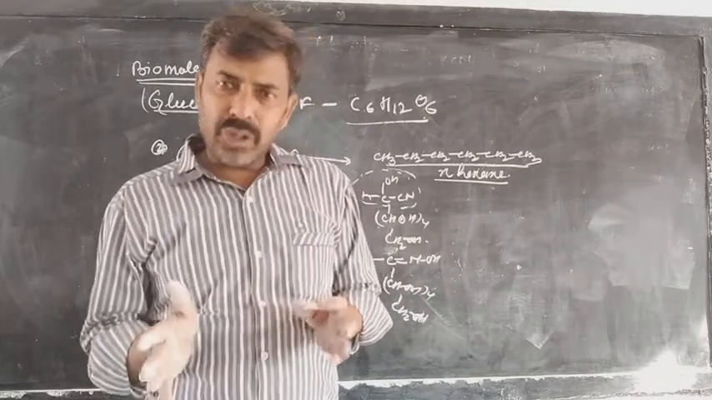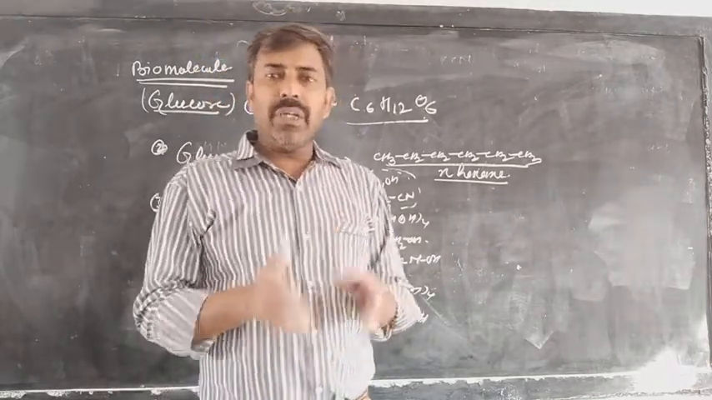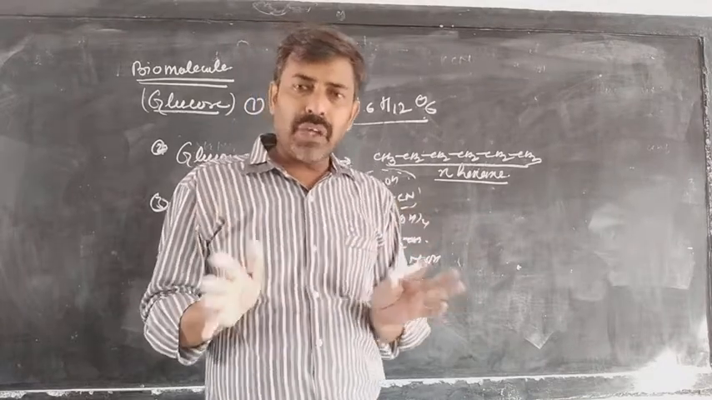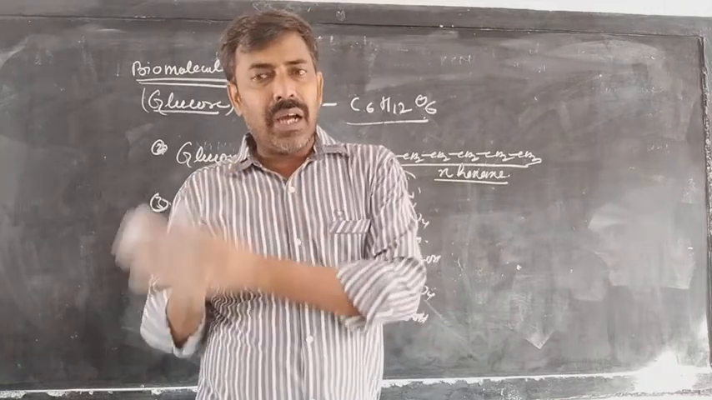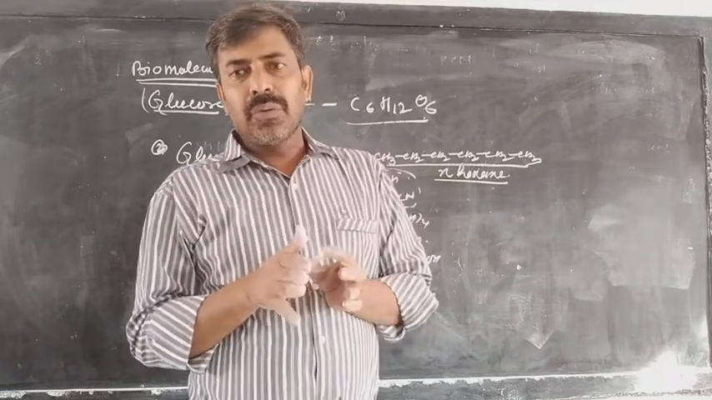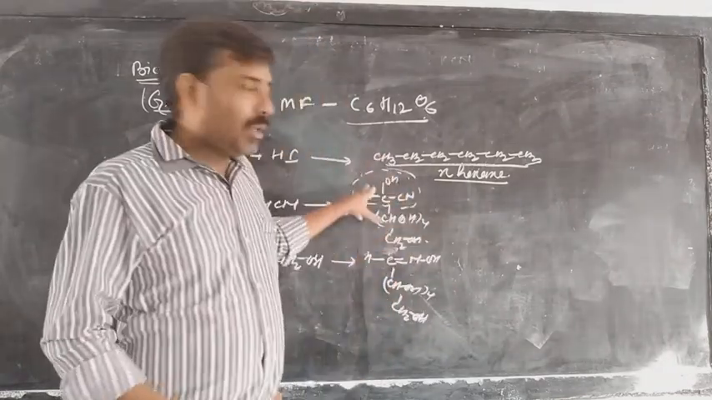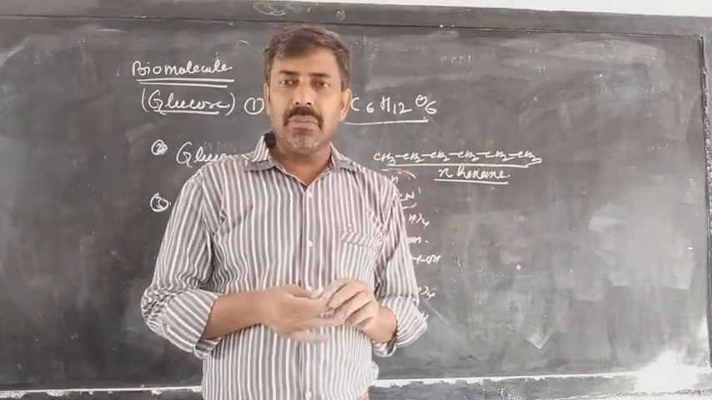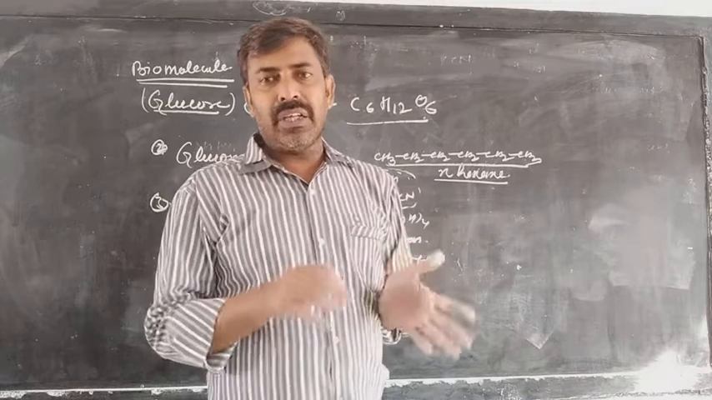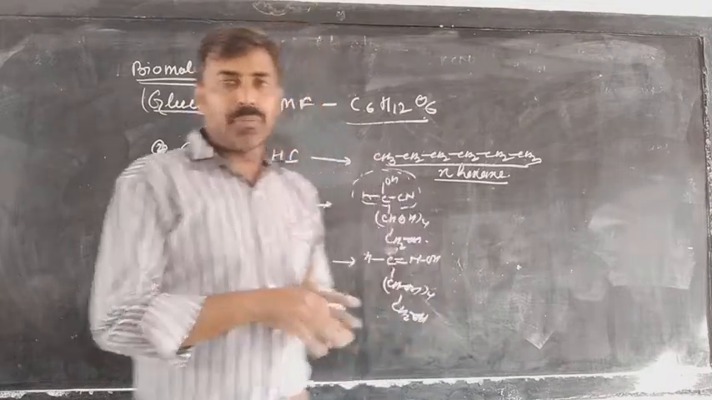The reaction is not capable of explaining whether the compound is an aldehyde or a ketone, but it is surely capable of explaining that the compound is a carbonyl system. That means it contains either an aldehyde or a ketone. So till now we have confirmed that the system is linear. There is no branching in the system, and there is a carbonyl system, either aldehyde or ketone.